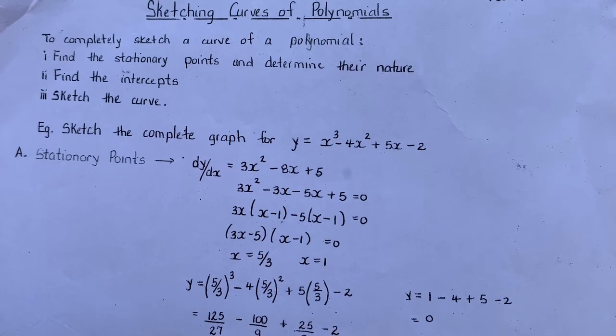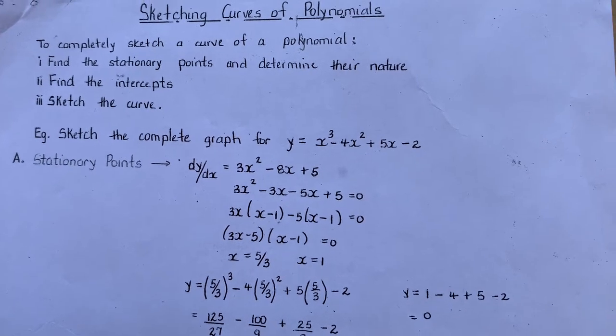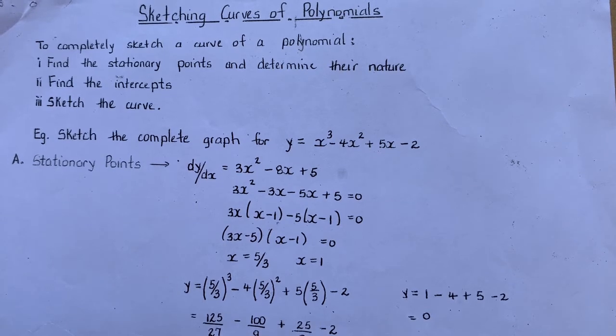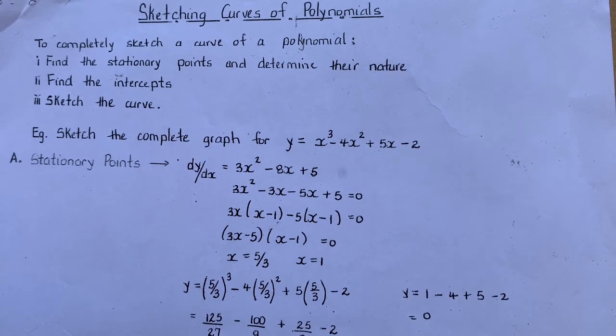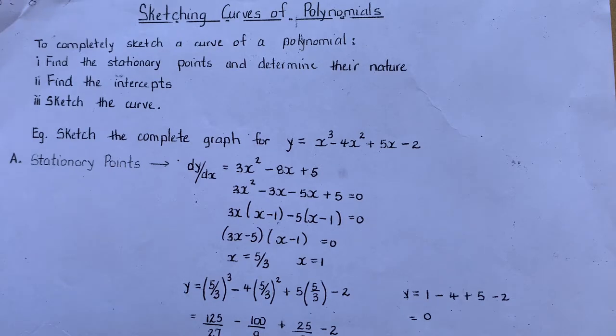Good day. Today we'll be looking at sketching curves of polynomials. We'll be applying several of the topics that we've done so far. I did mention in a previous video that when we're sketching curves, we may need to find out where exactly a particular curve will cross an axis. Now these are called intercepts. There is the y-intercept, where the curve will cross the y-axis, and the x-intercept, where it will cross the x-axis.